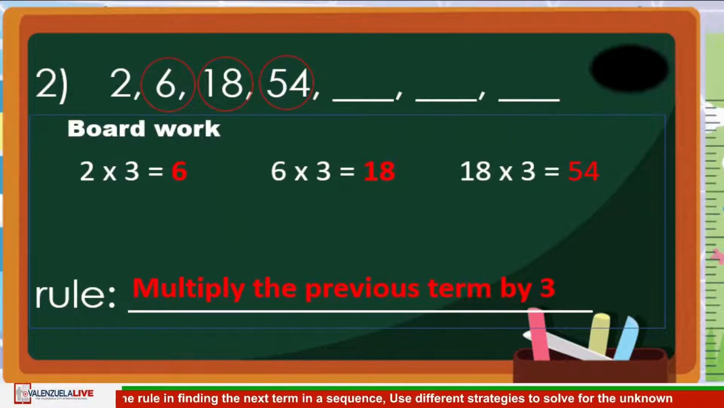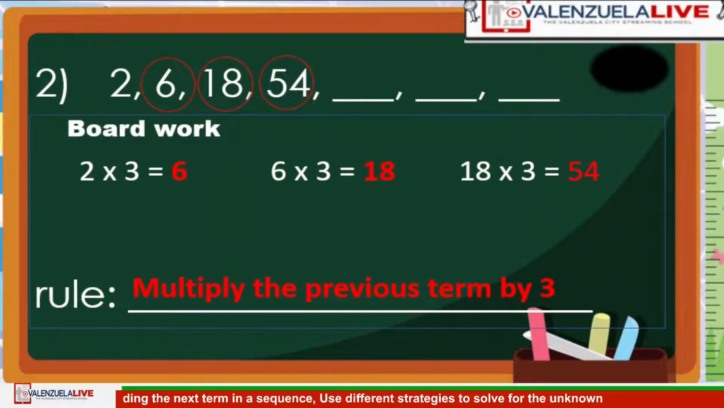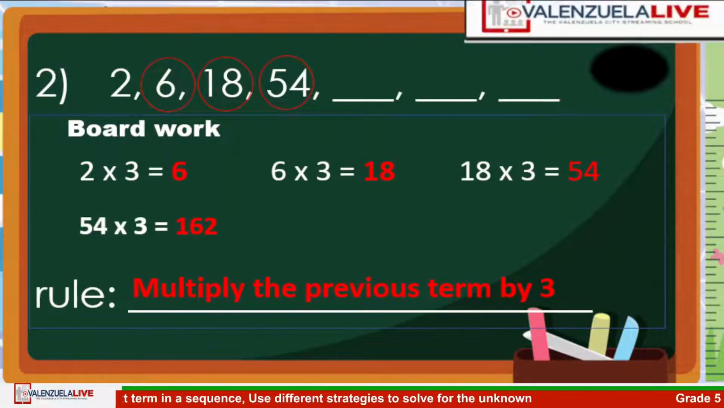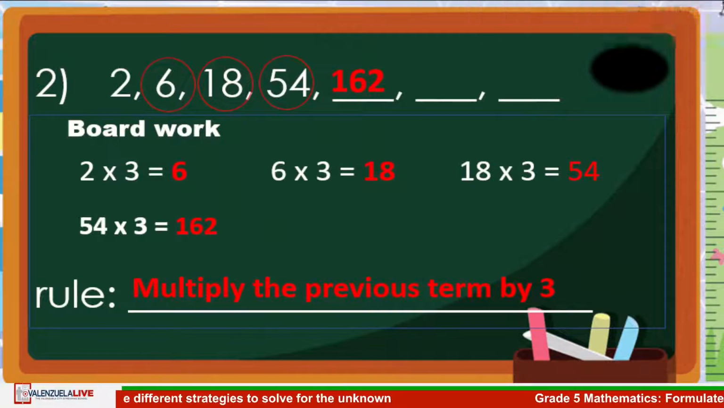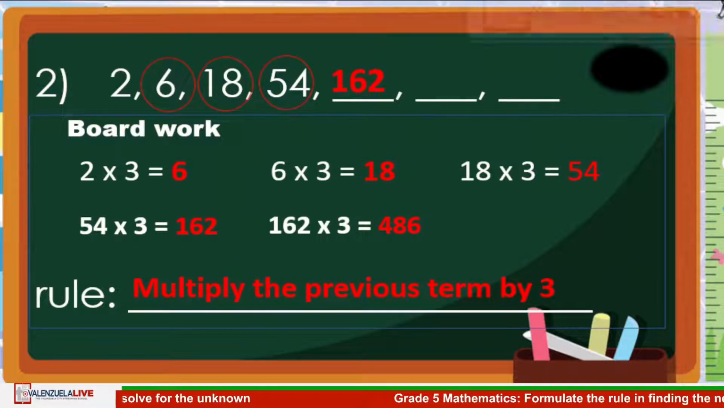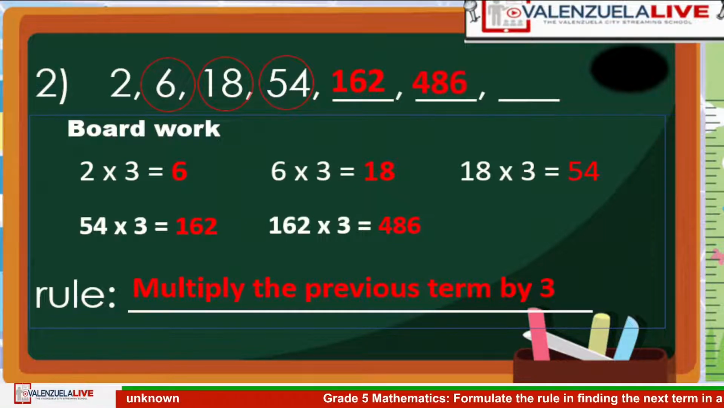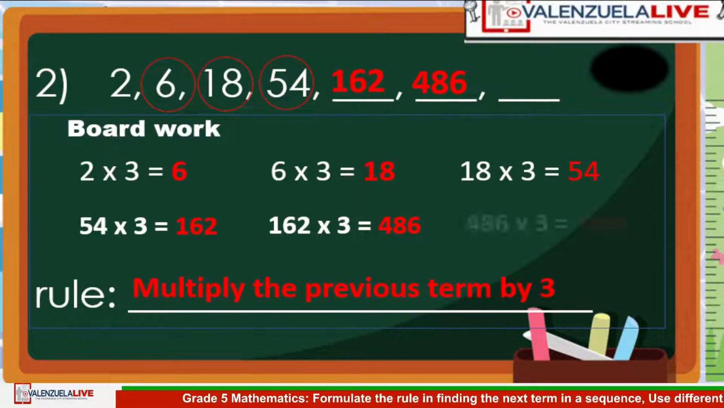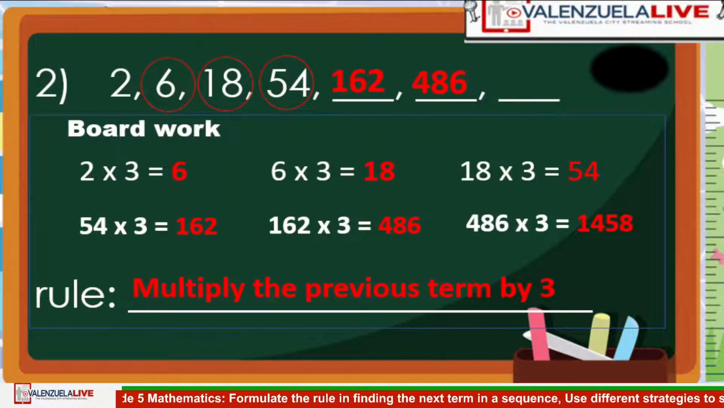Now, what's the next term? Very good. So we have to multiply 54 times 3 is equal to 162. Then, for the next term, we have 162 times 3. That gives you 486. And for the last term, we also have to multiply 486 times 3. That gives you 1,458. Did you get it, grade 5 mathletes? Excellent. Now, let's go to number 3.